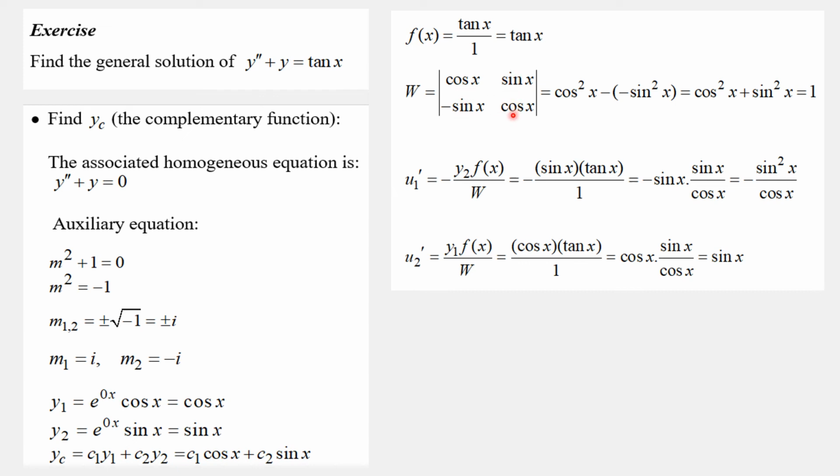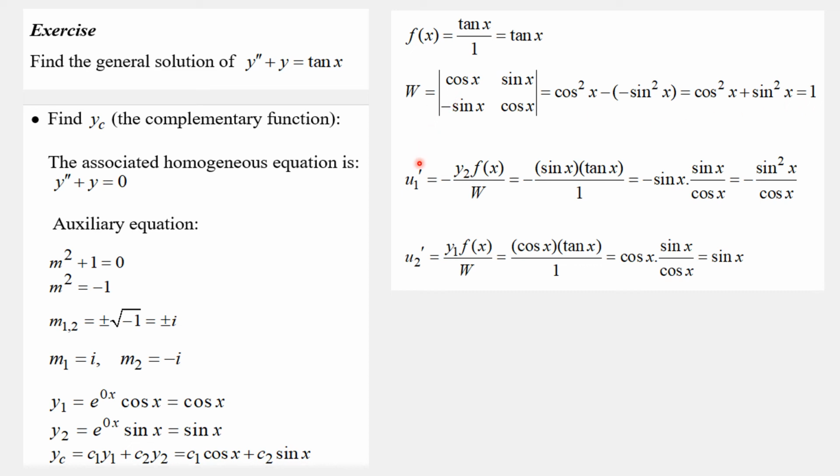Evaluate the Wronskian using the formula a times d minus b times c. So cos x times cos x will give us cos square x, minus the product of these two, which gets negative sin square x. Negative negative is plus. So we get a sum of cos square x and sin square x. By its trigonometric identity, this is just equal to 1. So w is just equal to 1.